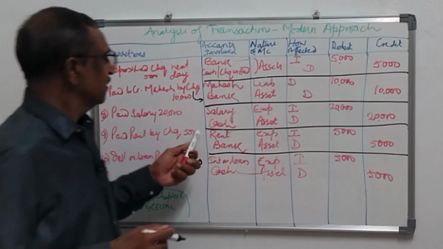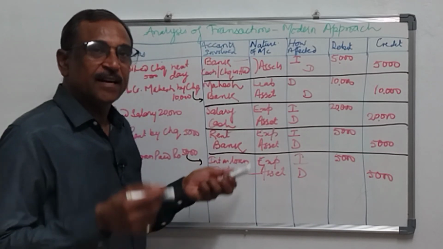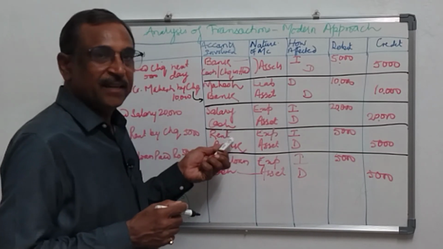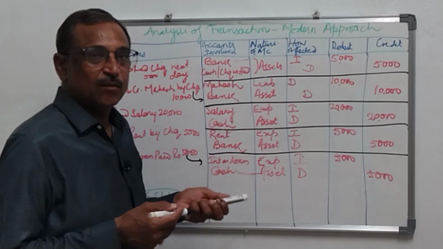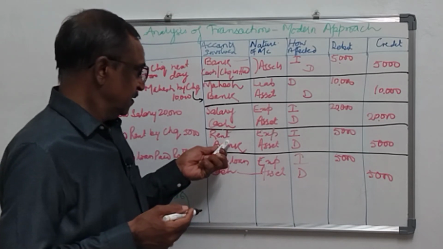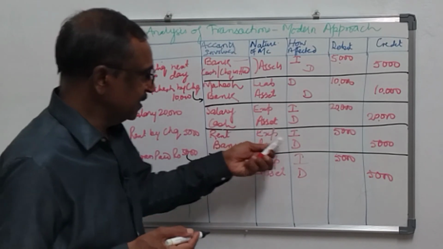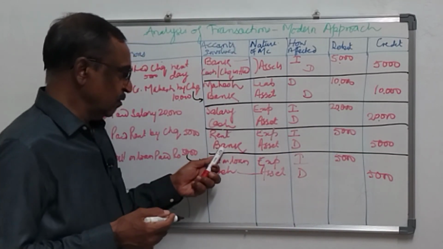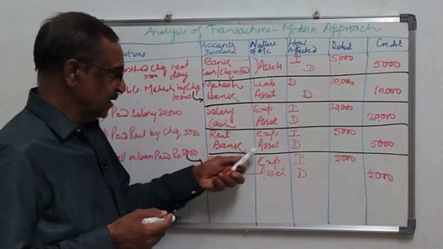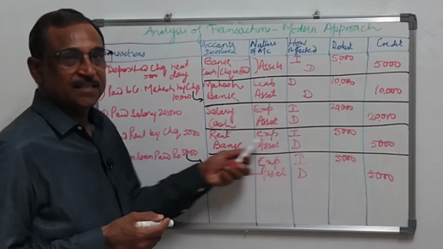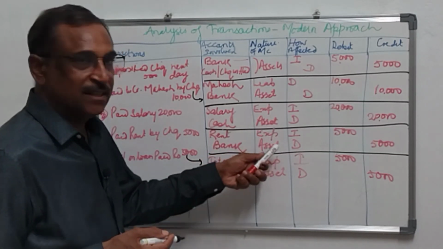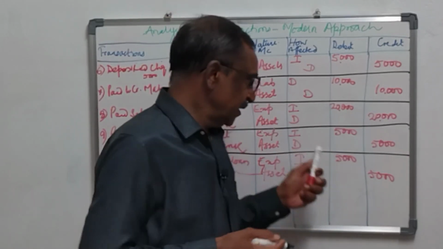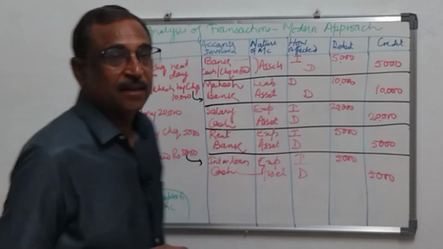Paid rent by check 5,000. Again, rent is your expense. You are paying rent for the office that is being used as an office. So increase in expense is debited and you are paying by check, so bank will come into the picture. Your asset will decrease. The bank balance will decrease when the check is cleared. So decrease in asset is credited.